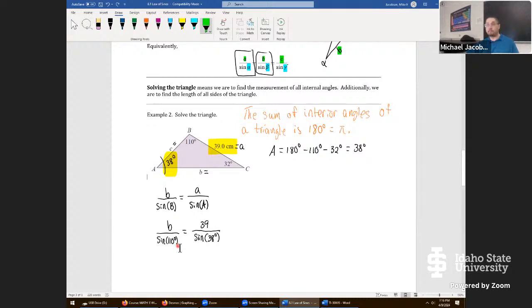So we just about have it. All we need to do is clear the denominator. And I often use a cross product, multiplying this way. So last step to get B, we have B equals 39 multiplying sine of 110 degrees divided by sine of 38 degrees.